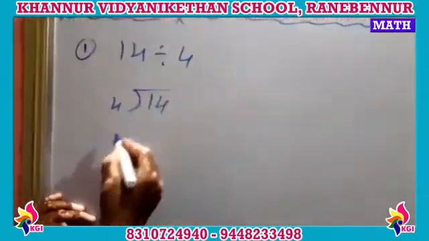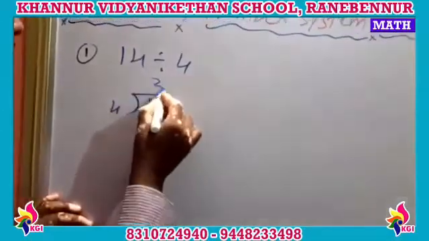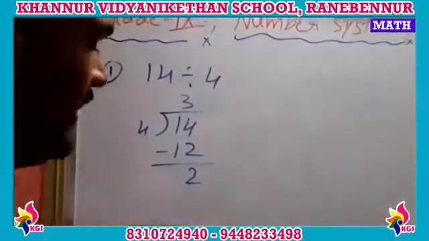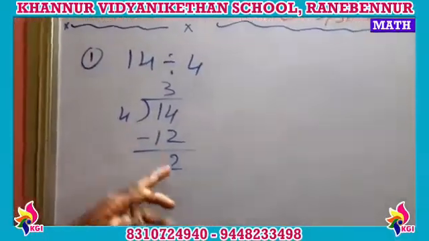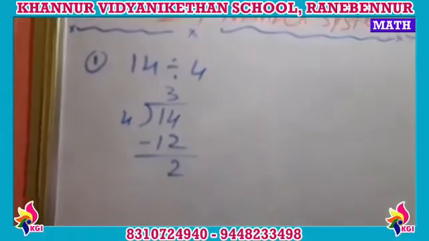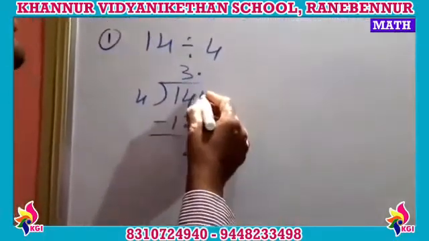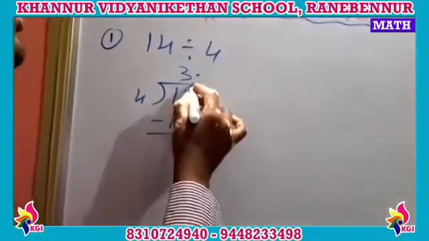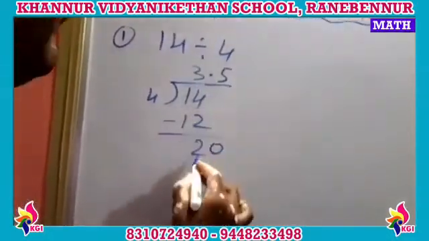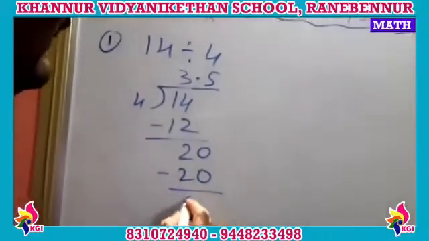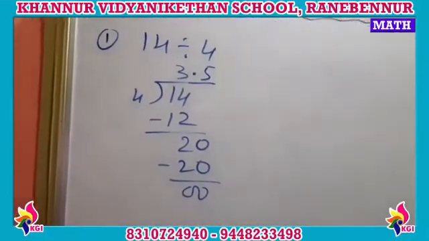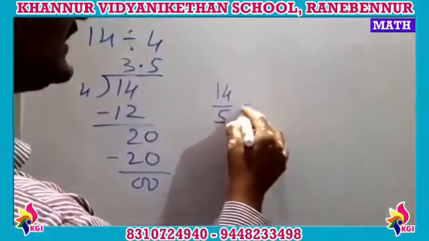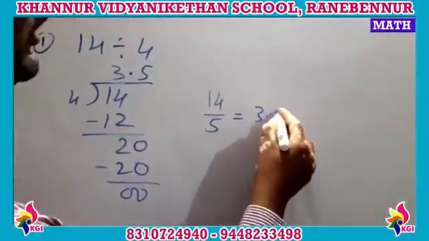14, 4 how much? 4 3s are 12. 14 is not there now, so 2 remains. 2 is less than 4, so we cannot divide. What I am going to do is put a point, then take a 0 over here. In the 4 table, 20 is there. How much? 4 5s are 20. What do I have left? 0. So the decimal expansion of 14 divided by 4 is equal to 3.5.